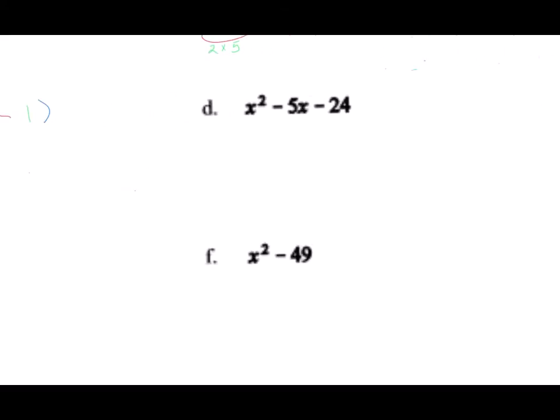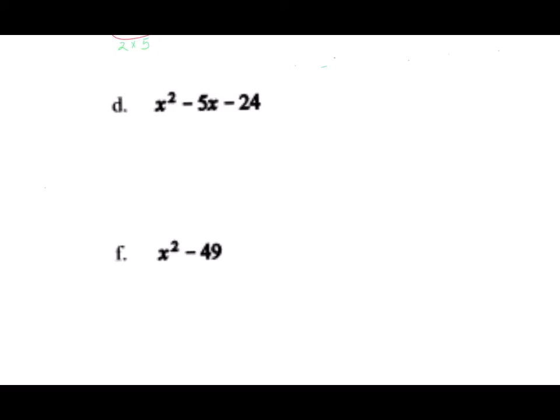Alright, and now let's move on to the next problem. So we have another trinomial, and so we need all the multiples of 24. So we got 24, which is 1 and 24. Also 2 times 12 gives 24. Also 3 times 8 gives 24. And 4 times 6 gives 24. Which one of these would work? So let's start by writing x bracket and x bracket.